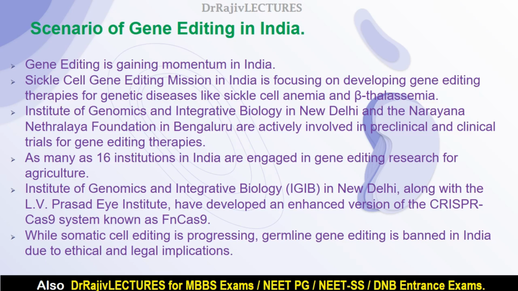Indian scientists at the CSIR Institute of Genomics and Integrative Biology in New Delhi, along with the LV Prasad Eye Institute, made a significant breakthrough in gene editing. They developed an enhanced version of the CRISPR-Cas9 system known as FN-Cas9. They claim that the FN-Cas9 tool is more precise and efficient than existing CRISPR systems. While somatic cell editing is progressing, germline gene editing remains banned in India. There is ongoing debate about the ethical and legal implications of these technologies.